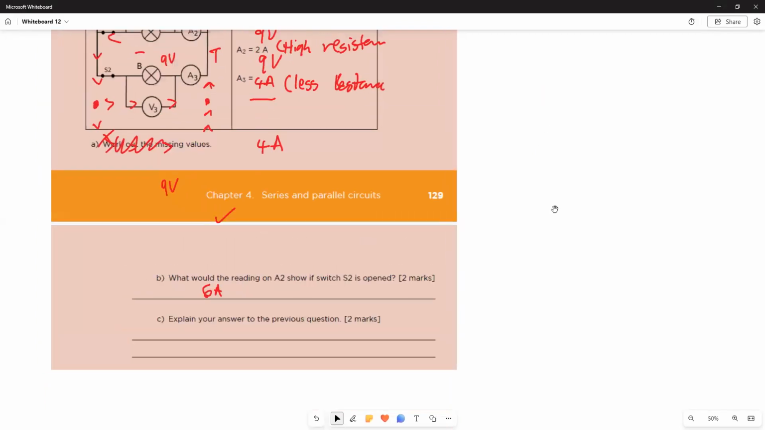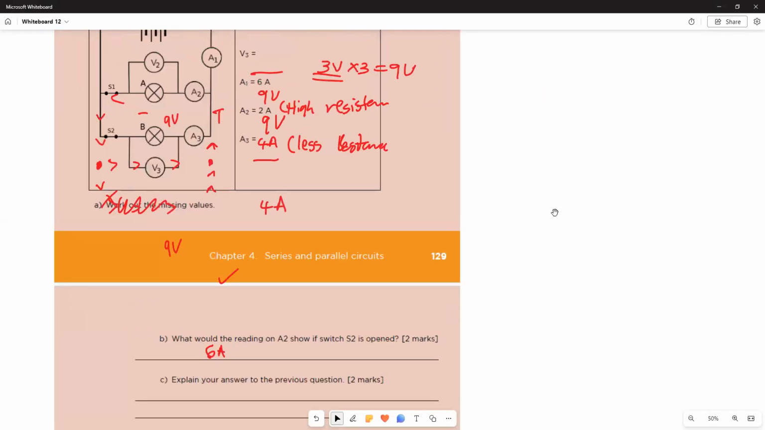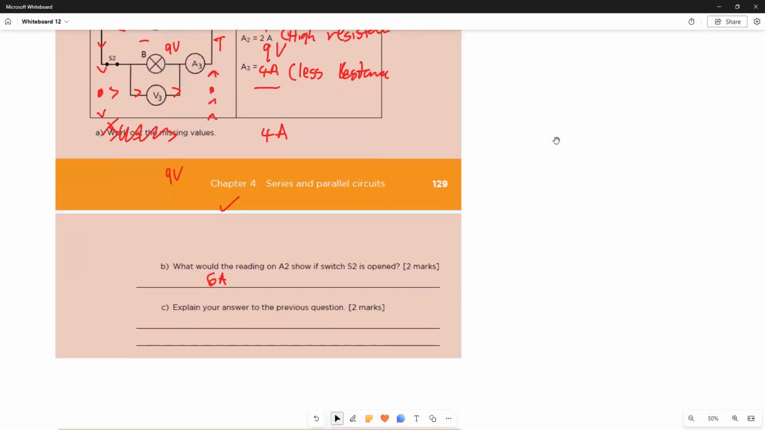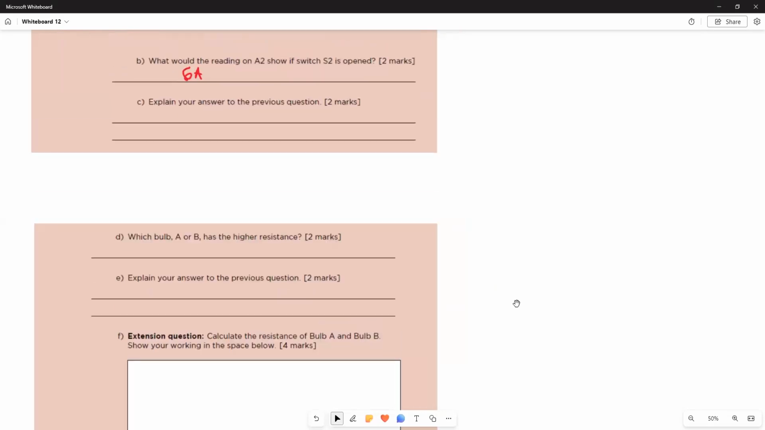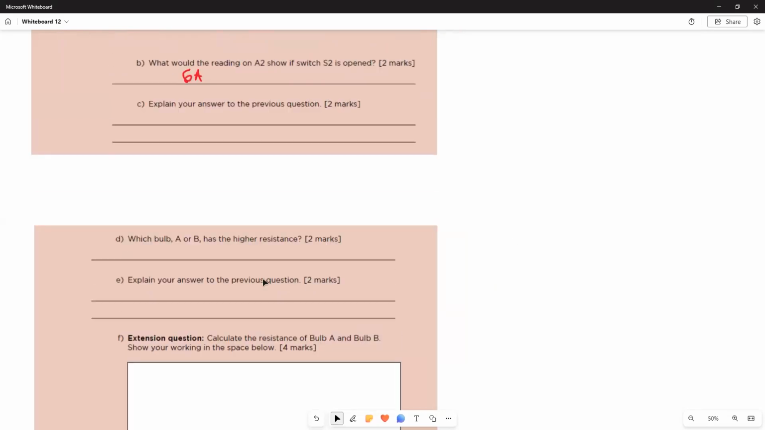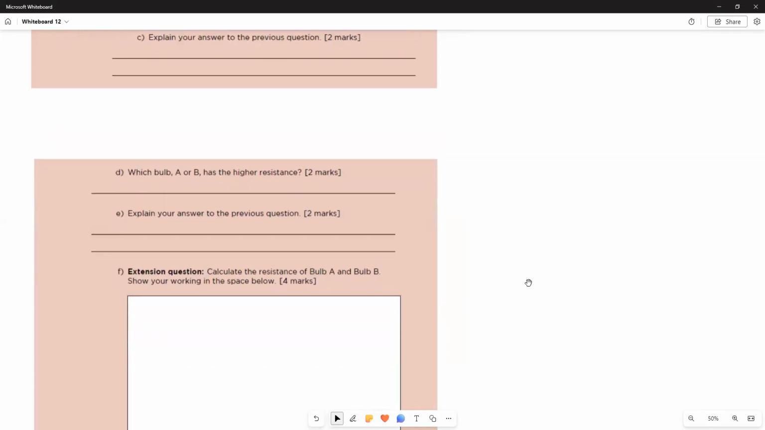So which bulb is going to be having a higher resistance? We're going to say A2 is having a higher resistance because of less flow of current. The lesser the flow of current, the higher the resistance. Do we get it? Perfect. Now let's see. Explain your answer in the previous question. I just explained. I said because there's a less flow of current, the resistance is going to be higher. Perfect.